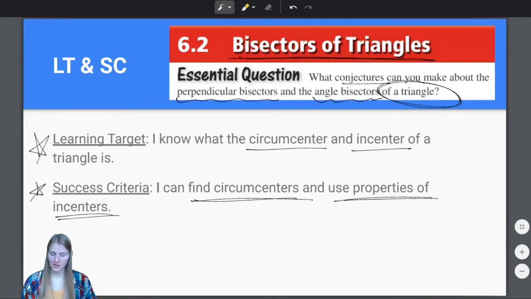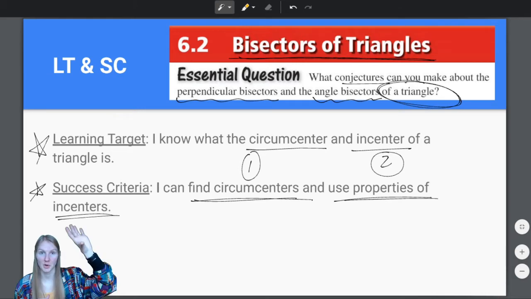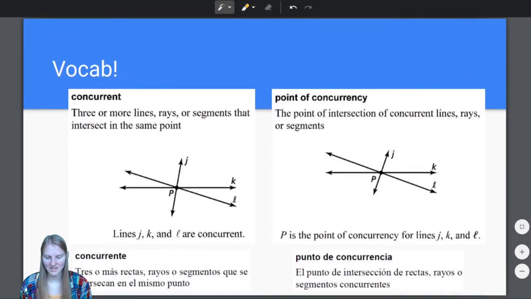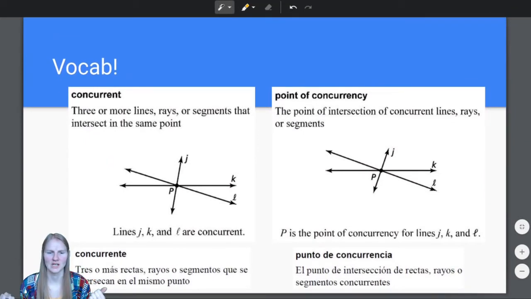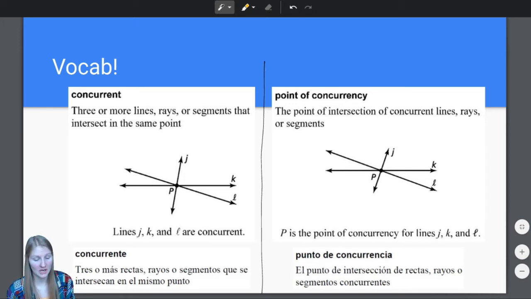First, we're going to talk about circumcenters, then we're going to talk about incenters. So there's going to be two parts to this video, just like last time with the perpendicular bisectors and the angle bisectors. First up, we need to know what circumcenters and incenters are. What is a circumcenter? In order to talk about that, we need to talk about what the word concurrent means and what a point of concurrency is.